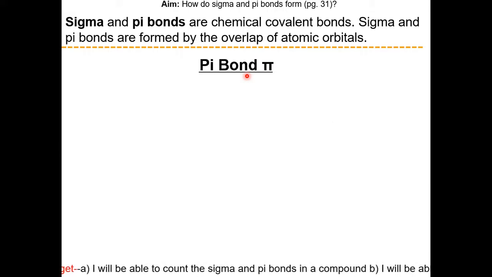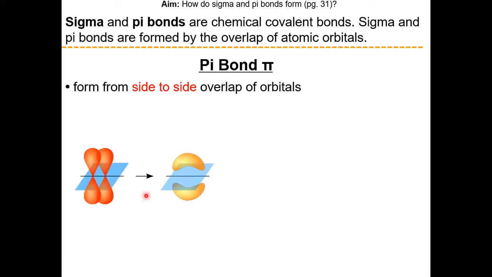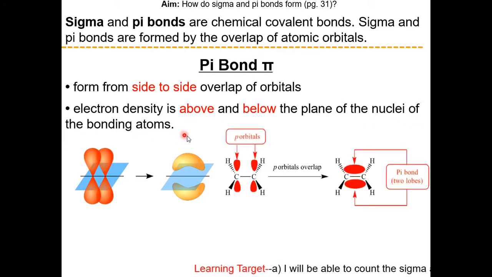Pi bonds, on the other hand, are formed from side-to-side overlap of the orbitals. This is the symbol pi. In this diagram, there are 2 p orbitals. Each p orbital is on a different atom. When the p orbitals overlap, they overlap side to side, forming a pi bond. This represents 1 pi bond. The electron density in a pi bond is above and below the plane of the nuclei of the bonding atoms.